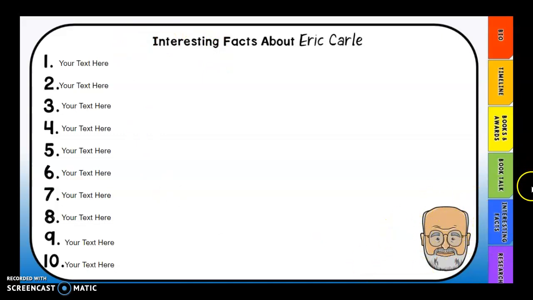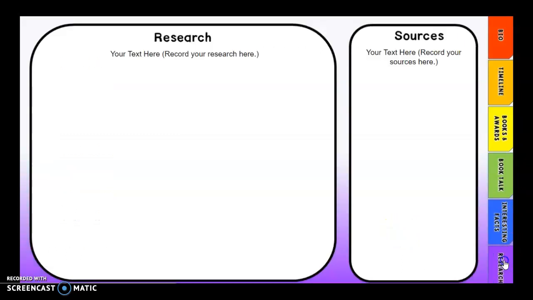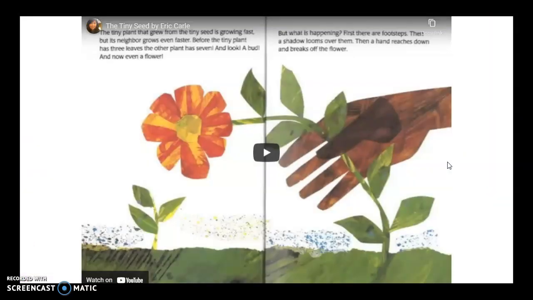On the next tab of our flip book, the last tab, you are going to cite your sources, which means you're going to copy and paste the link where you found your information here. And then at the very end, we have a read aloud, The Tiny Seed by Eric Carle.